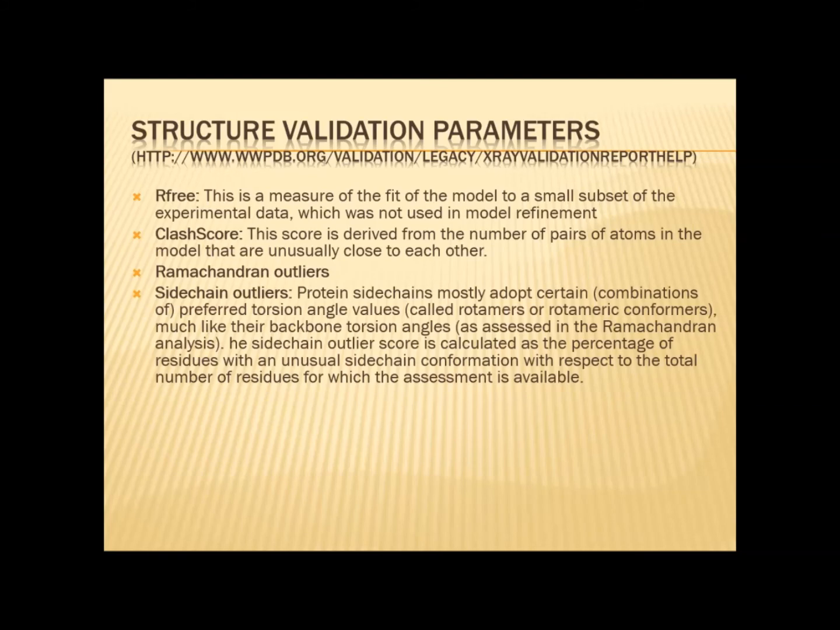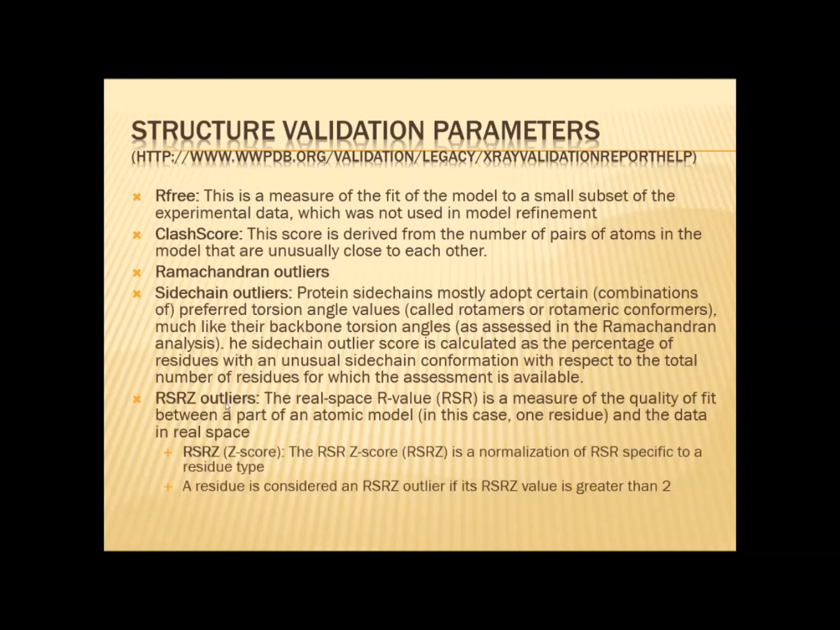Protein side chains mostly adopt certain combinations of preferred torsional angles called rotamers or rotameric conformers, much like their backbone torsion angles. So this is about the backbone. Remember, the phi and psi angles have to do with the alpha carbon atom, the carboxylic oxygen, the amino group of the peptide bond. But that's the backbone. The side chain outliers say that you have to have certain preferred positions. For example, a histidine is supposed to have this particular position, and they're called rotamers or rotameric conformations. There are only certain preferred torsion angles. So if they violate these, then they're called side chain outliers.